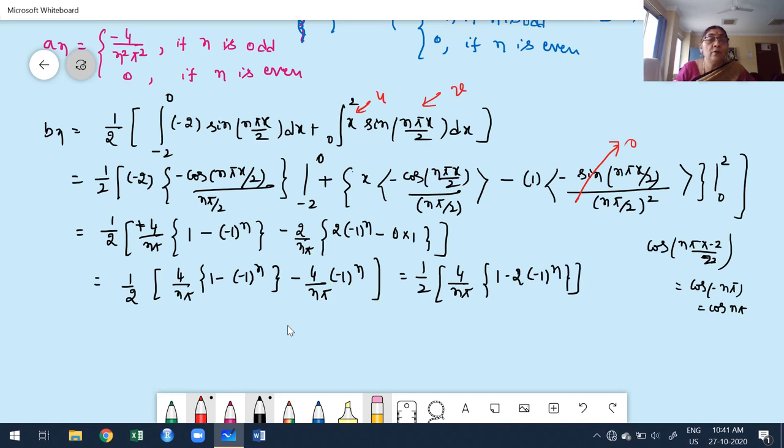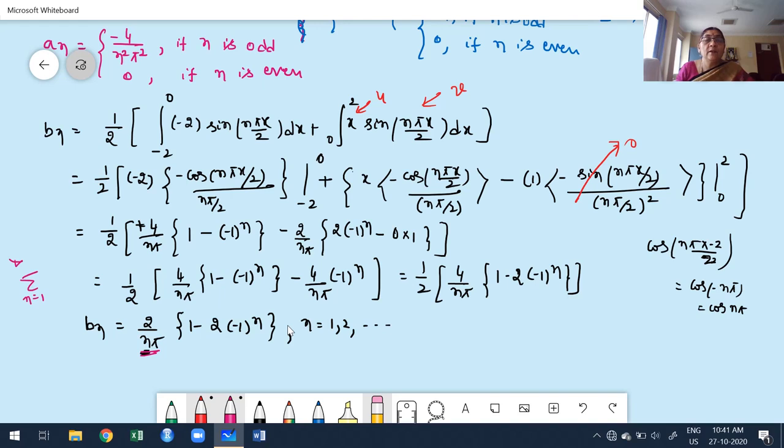If we want to simplify further, what we get, my bn, is 4. 2 ones are 2, 2 twos are 2 by n pi of 1 minus of 2 into minus 1 to the power of n. Now I can confidently write this is true for n is equal to 1, 2, 3, etc. Why? Because observe the denominator. What does the expression have? n. n is 0 for n is equal to 0, but our summation starts from 1 to infinity.